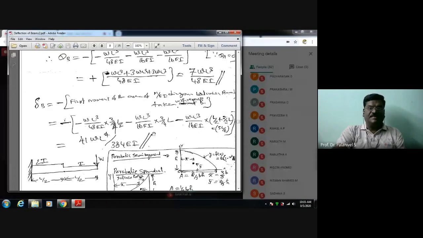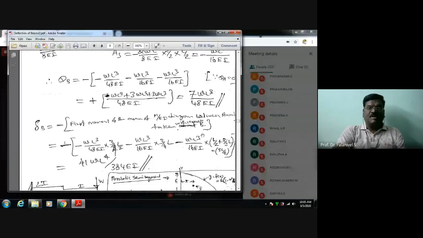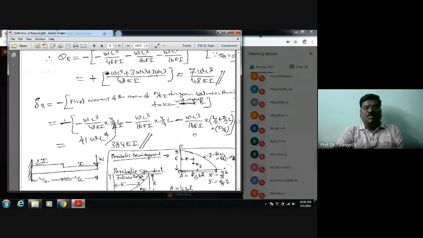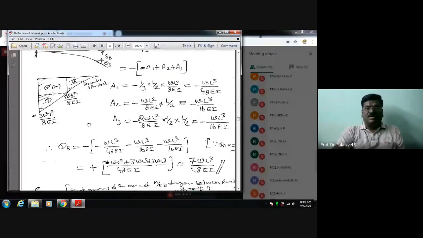So with the notations available, we have taken moments. In this, you have to be very careful about the centroidal distance of each one. I will explain. See here, this is the first area, A1. Here we got minus WL cube by 48EI for A1.